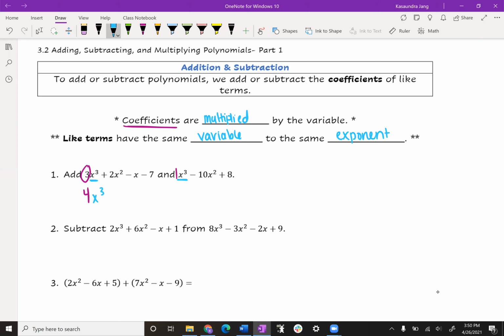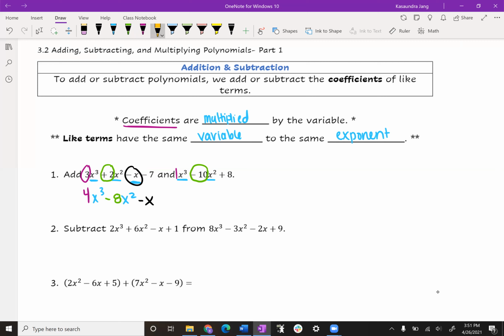All right, and then as far as my next one down, x squared matches with the other x squared, so same variable to same exponent. I am going to add their coefficients. So keep in mind you have to use a positive 2 and a negative 10, include the sign with it. So a 2 and a negative 10 add up to negative 8. So that'll be the coefficient on my x squared. My plain x, I think, is the only x in my first polynomial. The other one doesn't have a plain x, so I will leave that as it was, just a negative x. Nothing to combine it with.